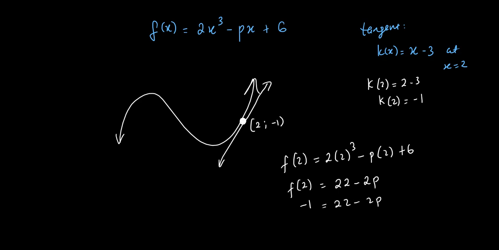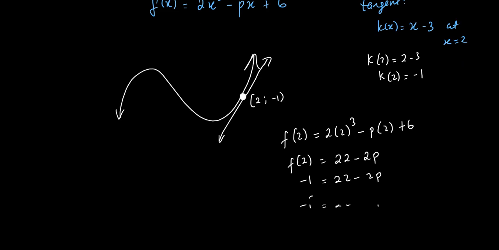Can I not solve for p, guys? I can simply solve for p. I'll say 2p is equal to 22 plus 1, meaning I took this to the side and took this to the other side. So therefore 2p is equal to 23. Therefore p is going to be 23 over 2. That's it.